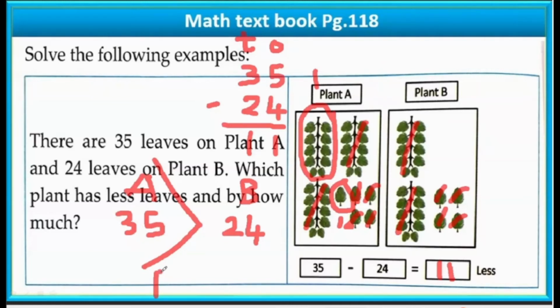You can do the calculation also and find out the vertical subtraction. One below the other, and we can do our mind calculation and find out the same answer. We will be getting 11. So plant B has 11 leaves less than plant A, and plant A has 11 leaves more than plant B.